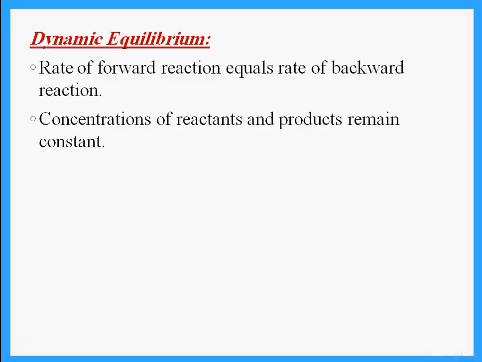Now, the reaction will keep going forward and backward until what? Until it reaches what we call dynamic equilibrium. Now, when it reaches dynamic equilibrium, the rate of the forward reaction equals the rate of the backward reaction, and concentrations of reactants and products remain constant. That means when we look at the reaction, it appears that it's not doing anything, but actually it is going forward and backward at equal rates, and the concentrations of reactants and products do not change.